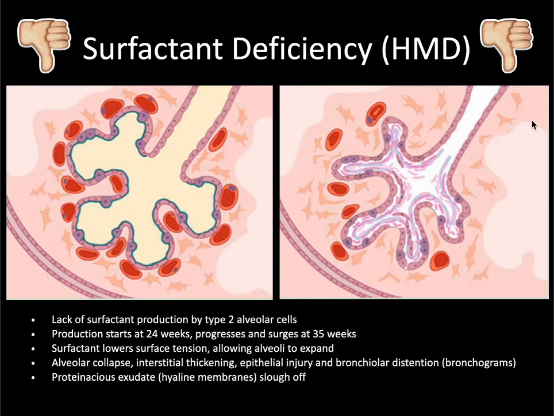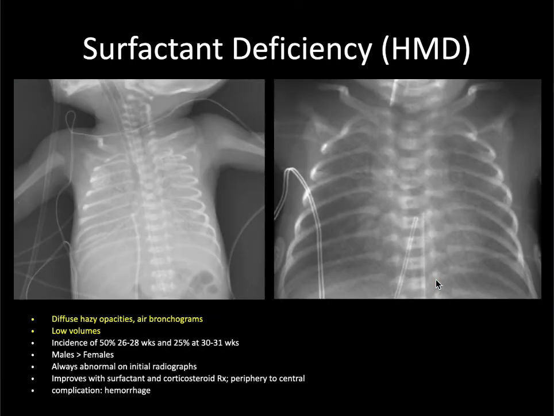And what you see with surfactant deficiency is a collapse of the alveoli. You'll see interstitial thickening. It causes epithelial injury and causes the appearance of air bronchograms. And these hyaline membranes cause proteinaceous exudate to slough off inside the airways. What you see is diffuse hazy opacities on the initial chest X-ray. You see some air bronchograms, and very low volumes because the lungs cannot expand.